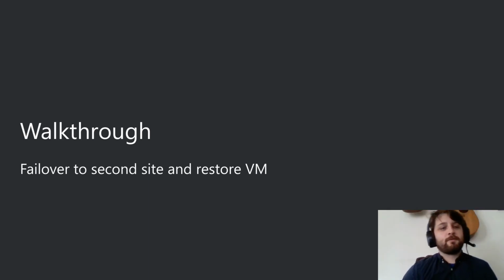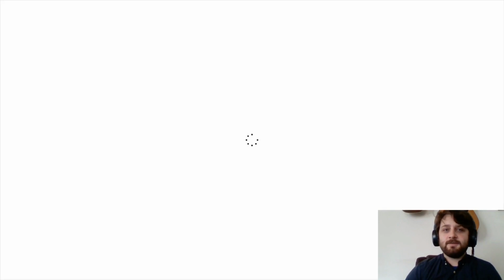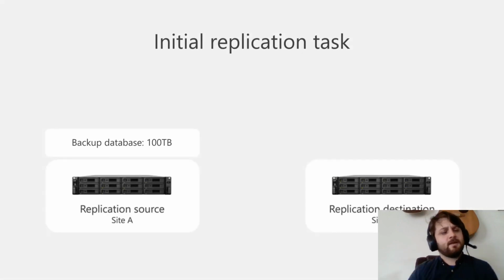Okay, so we went through our couple different layers right there. So we have a couple different replication task scenarios that I want to discuss because, as you remember, you're able to seed your environment. So let's talk about why you might actually want to do that with some diagrams and some help. So let's say you have a replication source at site A, and then you have your destination, which is site B, and you have a huge Active Backup for Business backup database.